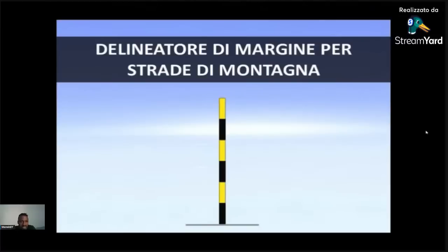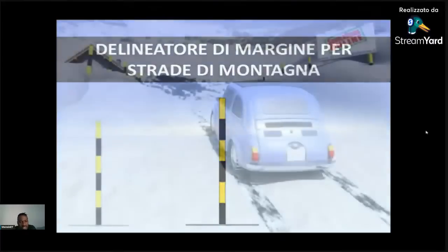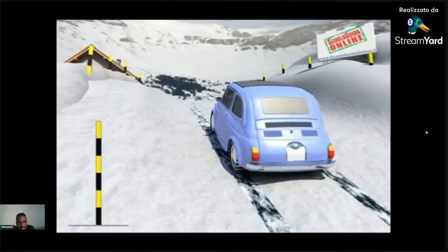Delineatore di margine per strade di montagna. So this delineator is used where? On the mountain roads, on the left and on the right side of mountain roads. Here it is. Why do they use these ones on mountain roads? Why don't they use other ones, or any of the ones we have been seeing? And why is it that the color is yellow and black? Have you asked yourself these questions before?